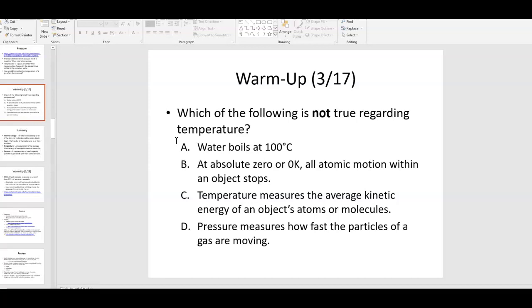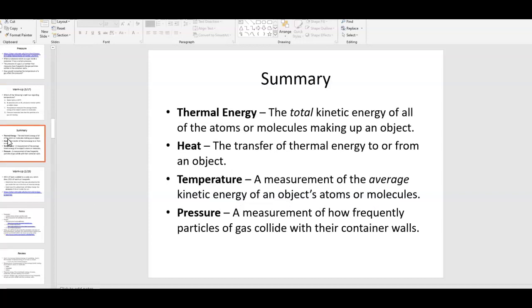And D says pressure measures how fast particles of a gas are moving. That is the one that is not true, so D is the answer that you should have chosen. Pressure, in the context of this class that we talked about last class, has to do with how often or how frequently the particles of a gas collide with their container walls. So D is not correct. That's the answer that you should have chosen. So this is just a summary of some of the things we talked about before.